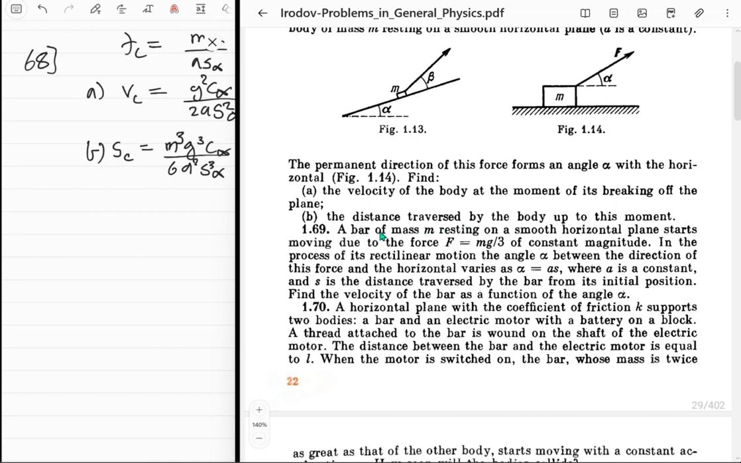A bar of mass m resting on a smooth horizontal plane starts moving due to a force of constant magnitude. In the process of its accelerated motion, the angle alpha between the direction of this force and the horizontal varies. Oh wow, this is even more, it's just the worst. Now the angle varies. Before the magnitude was varying, now the angle varies, where a is constant and s is the distance traveled by the bar from its initial position. Find the velocity of the bar as a function of the angle alpha.